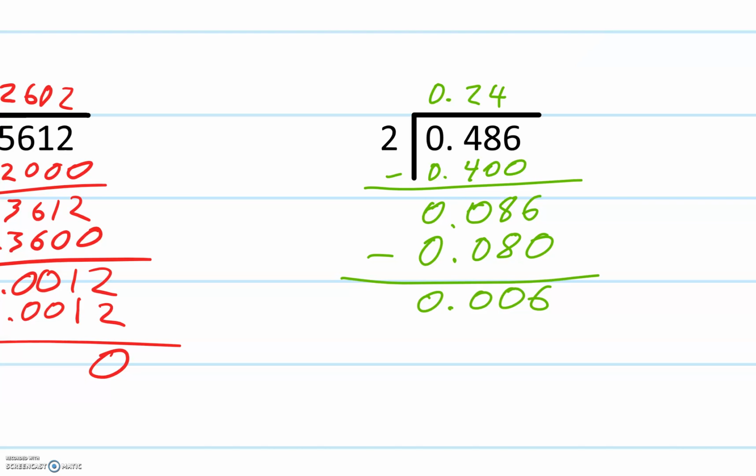How many times can 2 fit into 6? 3 times. 1, 2, 3 zeros. 3 times 2 is 6. Then you subtract, and we're left with 0.